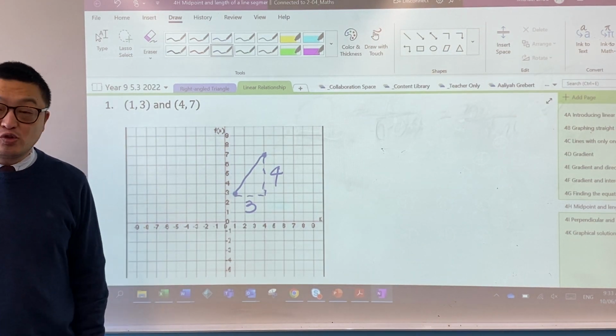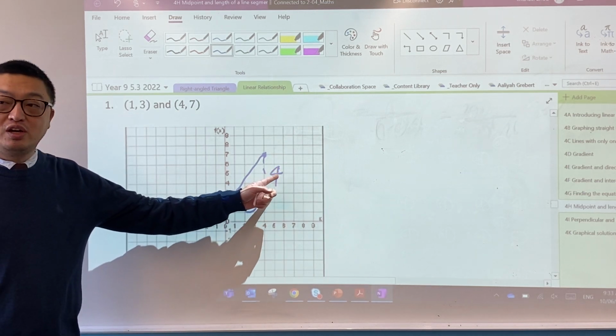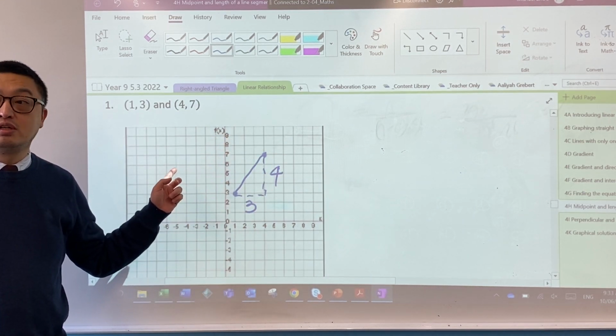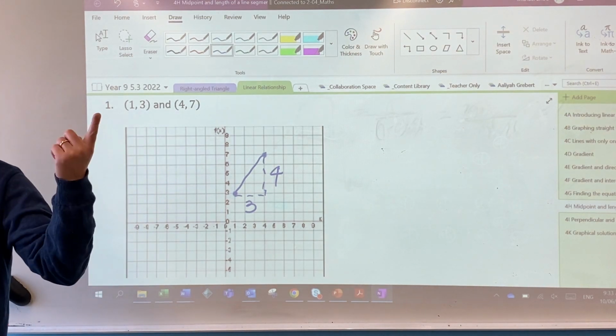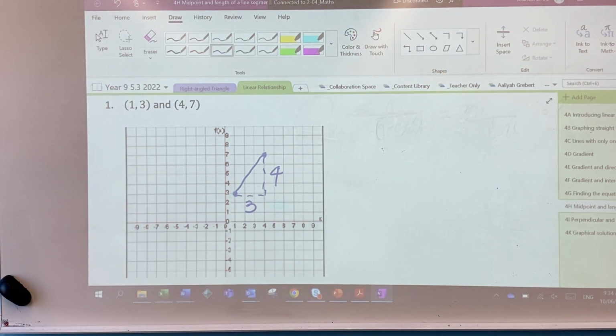Now, does that trigger any of the connections that we've done before? If it is a right angle triangle, it's 3 here, 4 here, what is my hypotenuse? That should take 1 second. 3 squared plus 4 squared. What is it? 5, exactly.